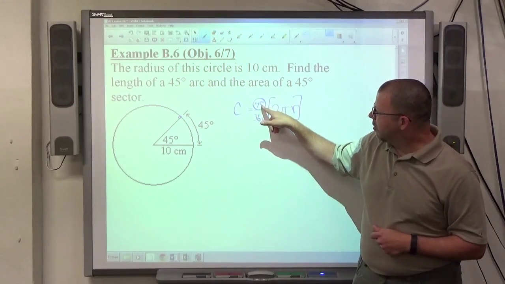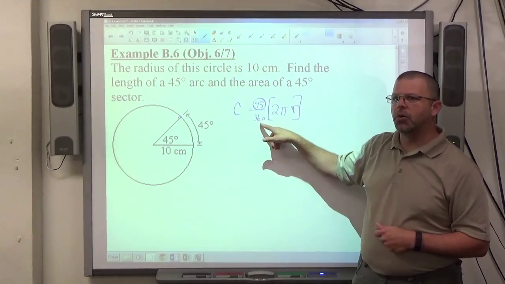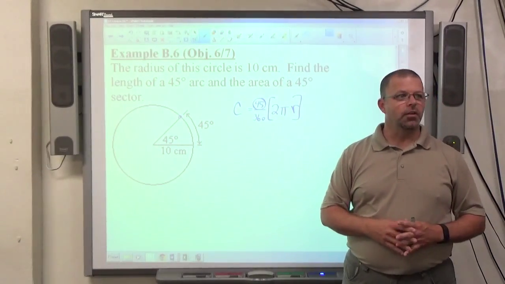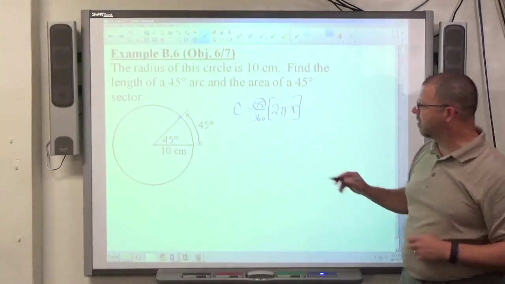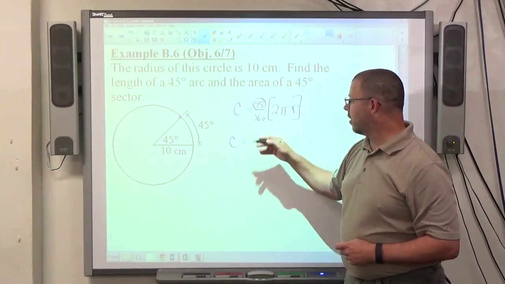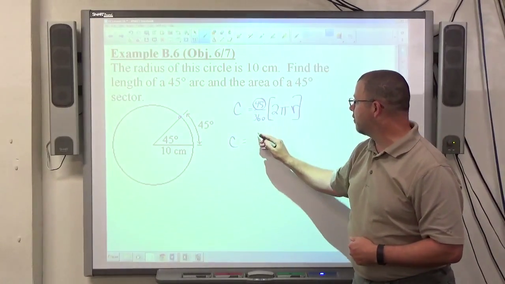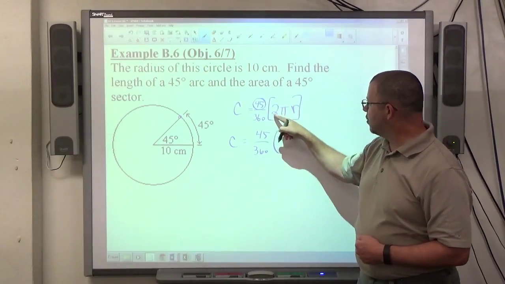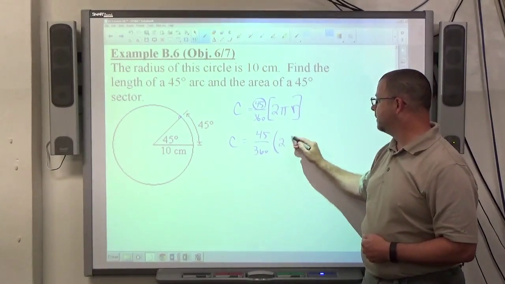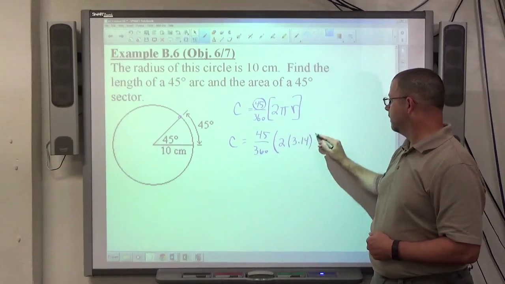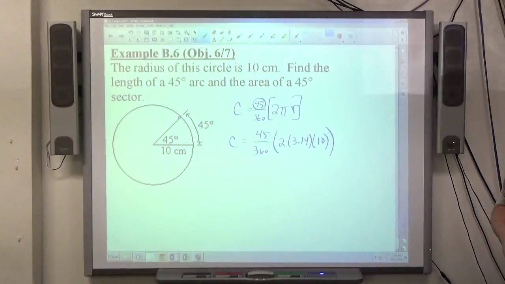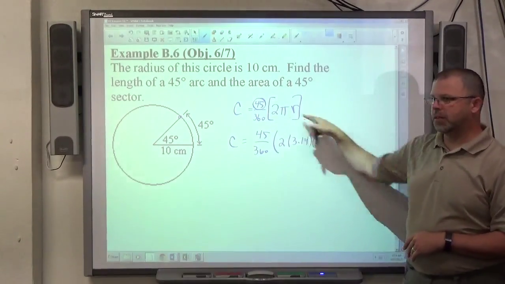So how much you're going divided by a whole circle times the whole circle's circumference gets you the length of the arc. So in this case, the radius is 10 centimeters, so the arc length here is going to be 45 360ths times 2 times pi times 10. 62.8 is what this would be, but then times that fraction.